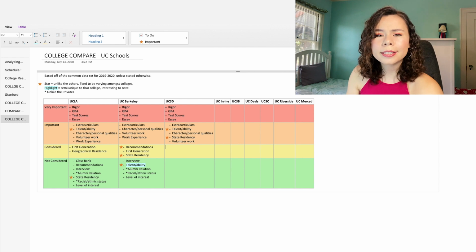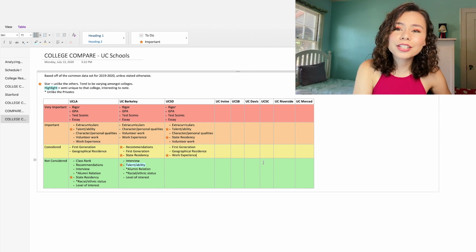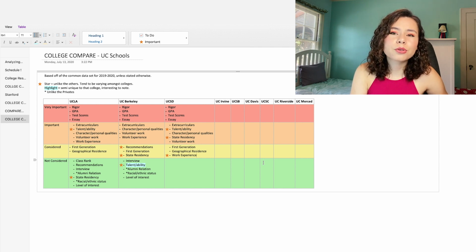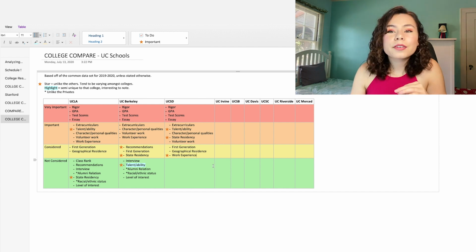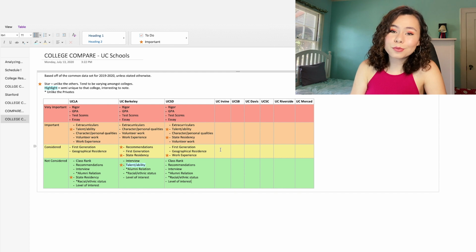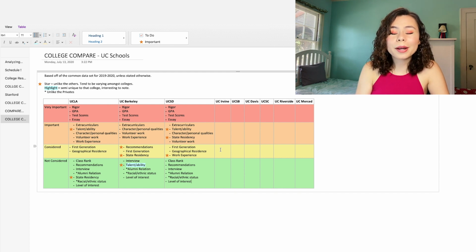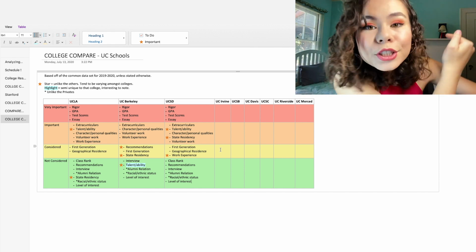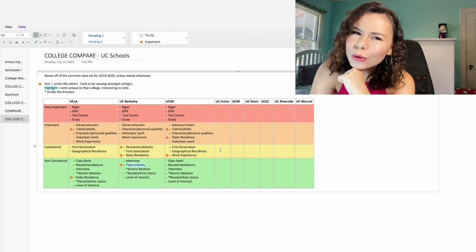Then the things that are considered are first generation, geographical residence, and work experience. It's interesting to note here that usually volunteer work and work experience go together in these charts, but for UC San Diego, volunteer work is placed at a higher importance than work experience. Now the things that are not considered are class rank, recommendations, interview, alumni relation, racial or ethnic status, and level of interest.